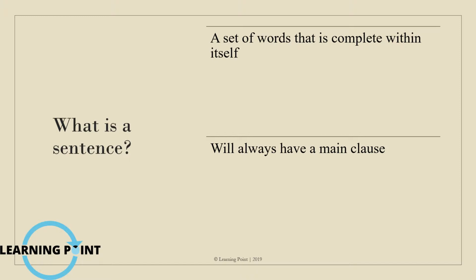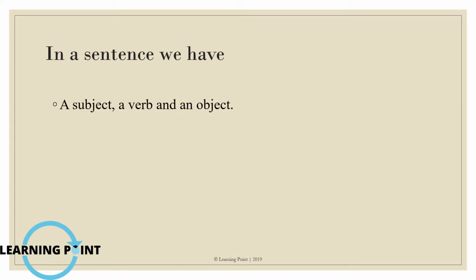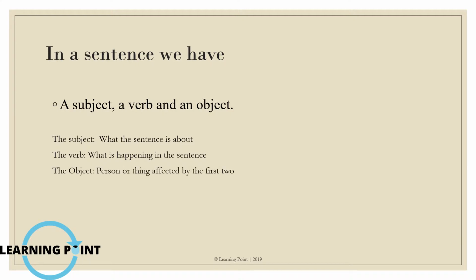So, I told you I'm going to teach you the different elements of a sentence. And in a sentence, we have a subject, a verb, and an object. Exactly what we're dealing with today. Now, the subject is what the sentence is about. The verb is what is happening in the sentence. And the object is the person or thing affected by these first two. So the object is affected by whatever the subject is doing. And together, these will make the basic building blocks of a sentence.